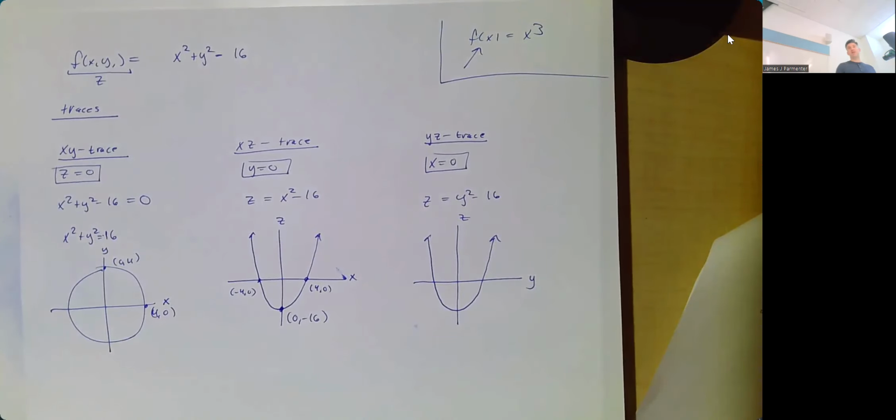And that's how we draw all the traces. But the most important thing to remember when you're drawing a trace is whatever trace you're drawing, whatever variable is missing, that's the variable we're setting equal to 0. And that is the easiest way to do it.